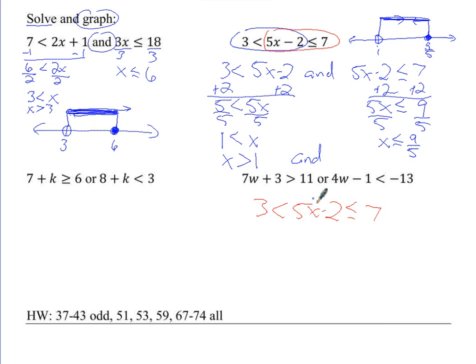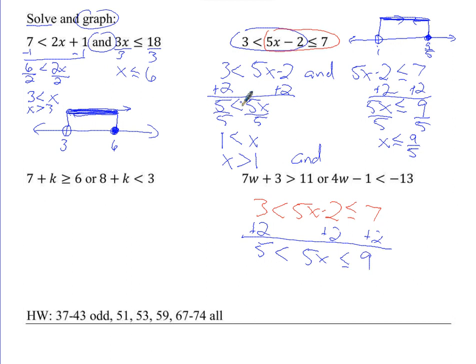I want to get x by itself. X is sitting here in the middle. I need x in the middle and everything else on the outside. So I need to get rid of that minus 2, which means I need to add 2. But if I do that and I leave the inequality like this, I must add 2 to everything. So I added 2 here, I'm going to add 2 here, and I'm going to add 2 here. That gives me 5 is less than 5x is less than or equal to 9.